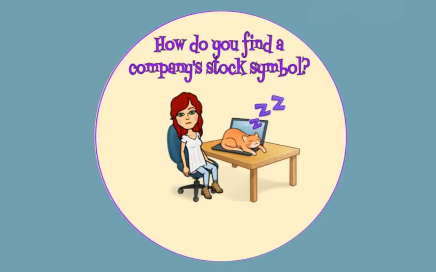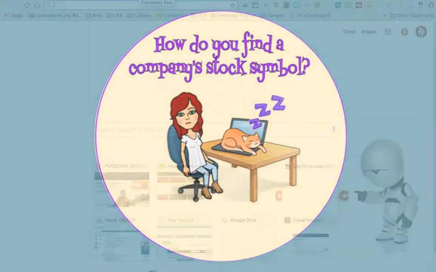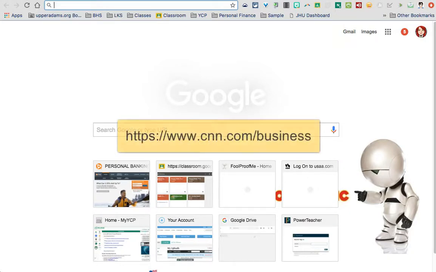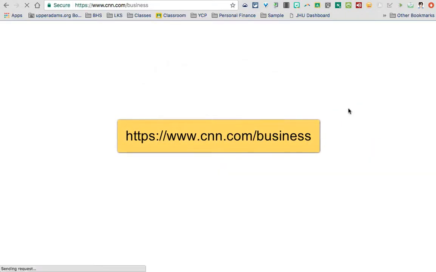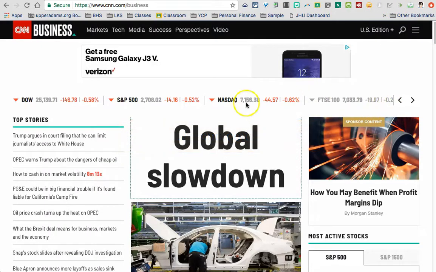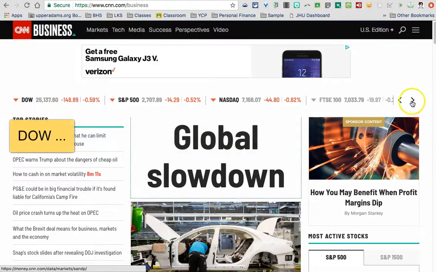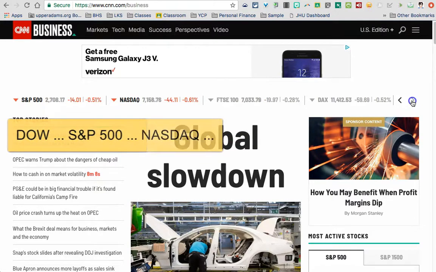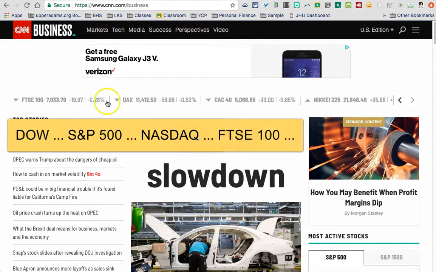So how do you find the stock symbols for companies? It's a fair question. In the Unit 9 investments, one of the things we're going to do is track some stocks. One of the places I like to go is cnn.com/business. Once this loads, you can see a number of different stock exchanges listed at the top of the page, and you can scroll through them to see what they all are.